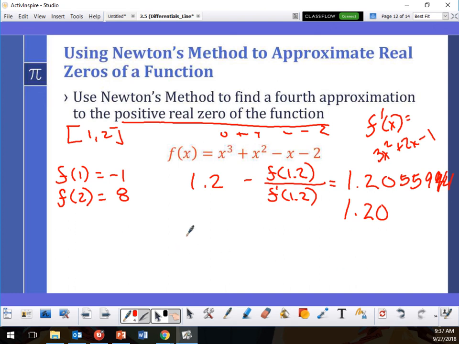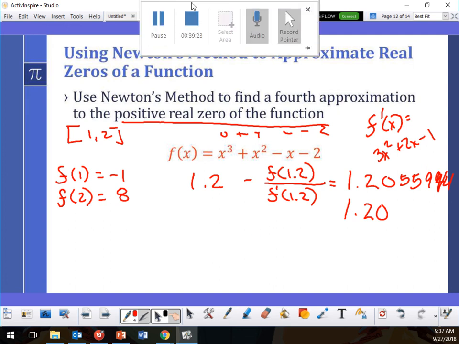This is what Newton's method does. It's actually just trying to find the 0. So, you guys mad at me yet?